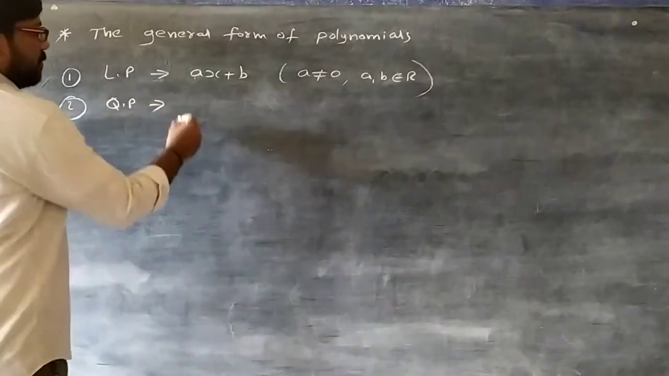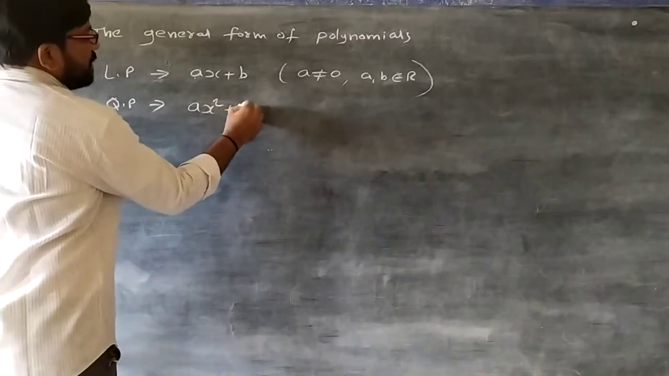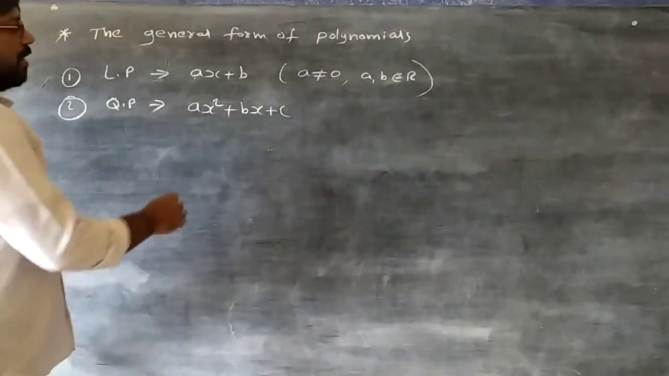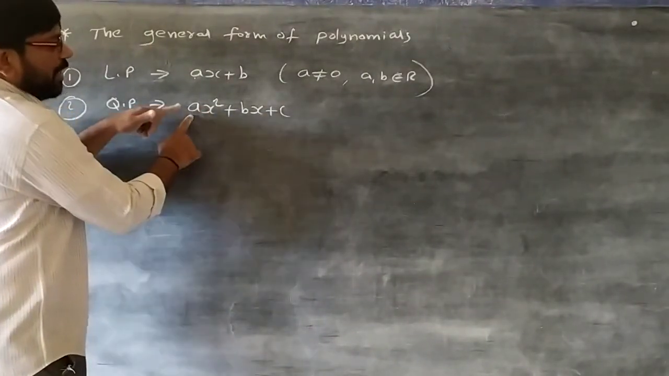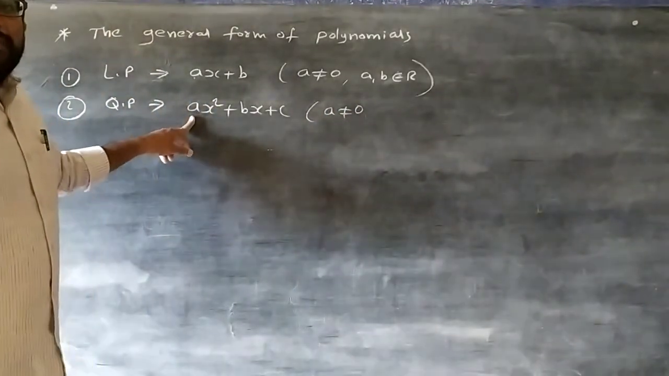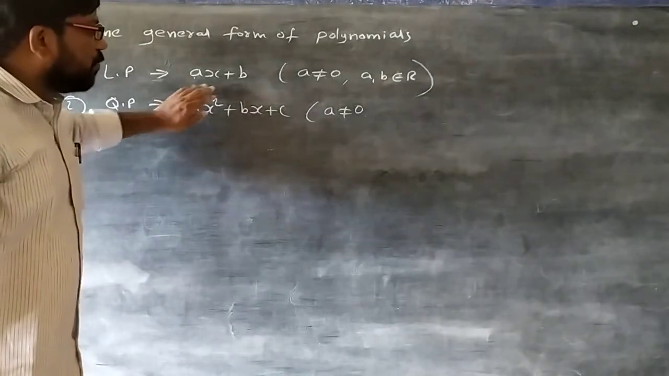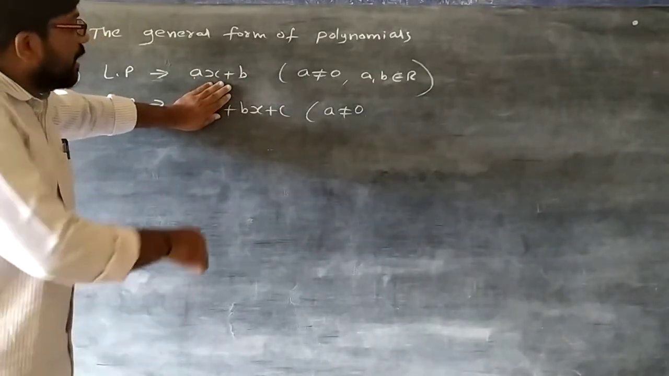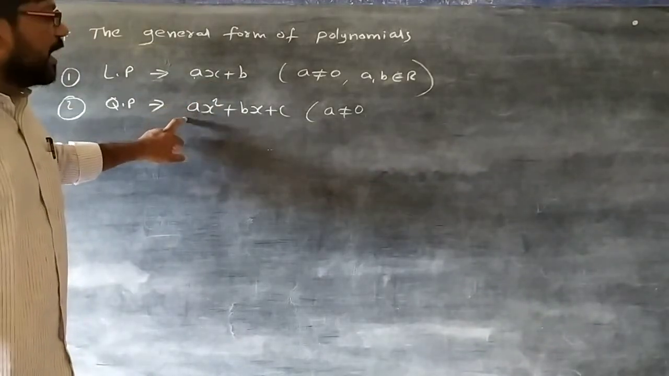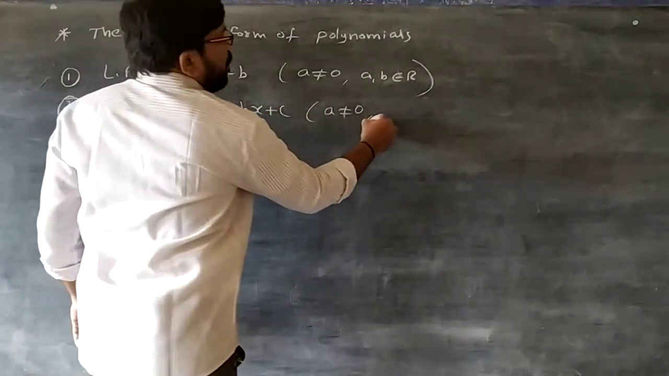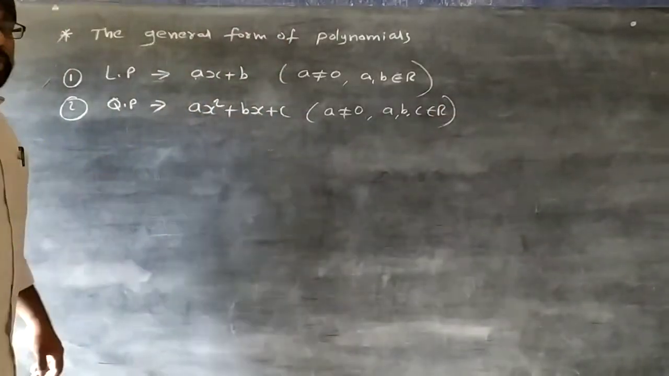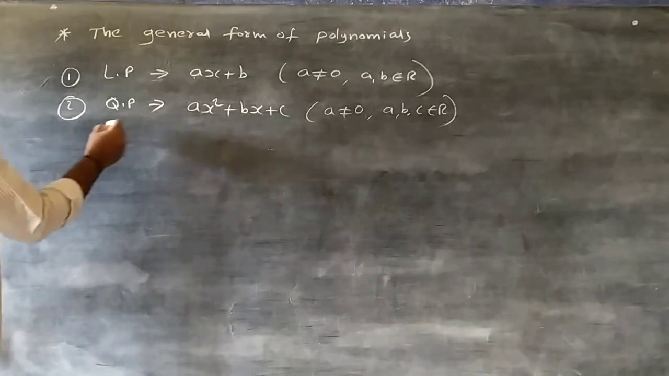Its general form is ax square plus bx plus c, right? So it is a quadratic polynomial. Its degree is 2. Here a does not equal 0. It must. Suppose a equals 0, then what do we get? Only bx plus c, that is a linear polynomial. That's why we don't take a equal to 0. So a does not equal 0, and a, b, c belong to real numbers. That is the general form of quadratic polynomial.